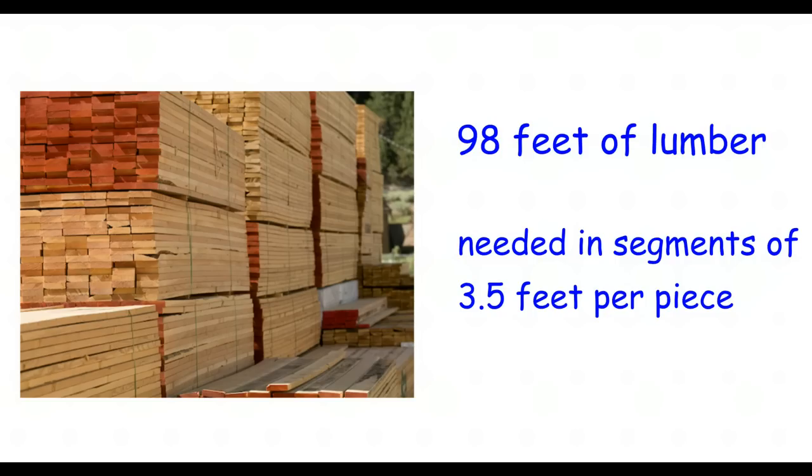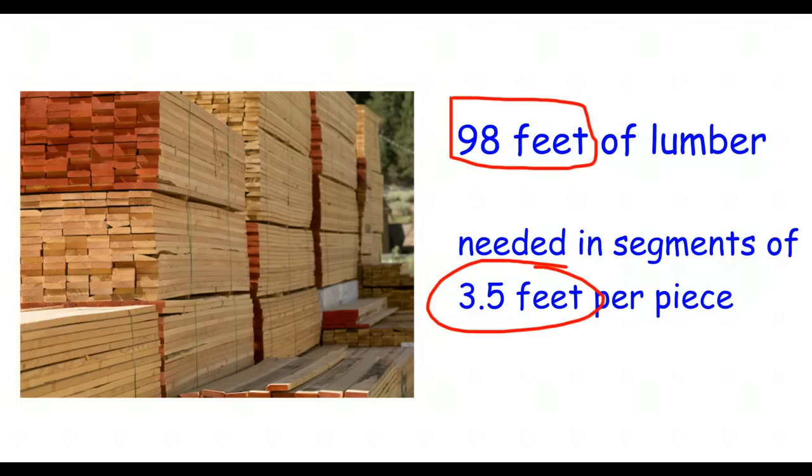So it's not just 98 feet. You can't have 12-foot pieces of lumber. You can't have 90-foot pieces of lumber. You can't have 2-foot pieces of lumber. You need each segment to be 3.5 feet long. So in order to figure out how many segments you need to buy, we'll split this 98 feet of lumber into even segments of 3.5 feet per piece.